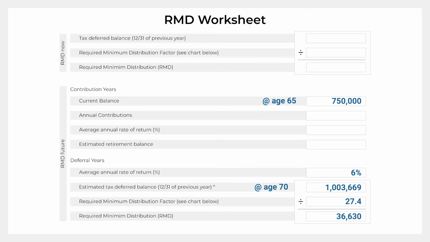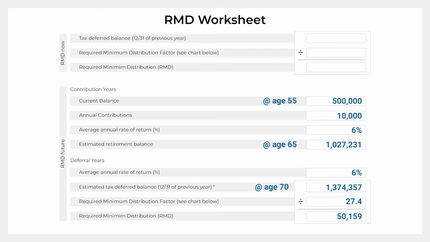In this next example, I want to show you a scenario where an individual retires at the age of 65 and is no longer adding contributions to his retirement plan, but is not required to take a distribution until the age of 70. So this individual starts with a balance of $750,000 and for 5 years is earning 6% inside of his IRA. After those 5 years, his balance would be $1,003,669. Taking that balance, again, dividing it by 27.4 because he just turned 70, you'll get a required minimum distribution of $36,630 in that tax year.